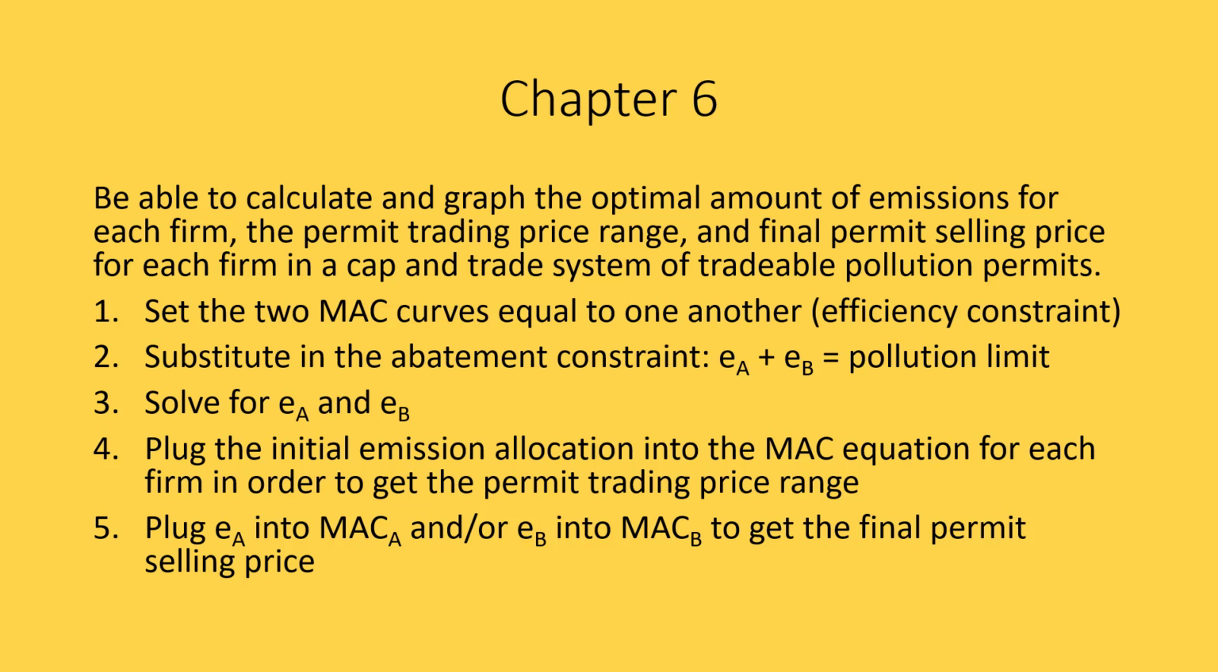Then you're going to substitute in that abatement constraint, which is again the pollution limit that the government sets, right? And then solve for the optimal number of emissions, and then plug those initial emission allocations into your MAC equation for each firm in order to get the permit trading price range, right? And then plug in that respective optimal number of emissions into each MAC curve in order to get the final permit selling price. Right, and then from there, just understand who's buying and selling permits so that you can figure out the total cost for each firm. All right, so be able to do a problem like that on the exam should you get one.